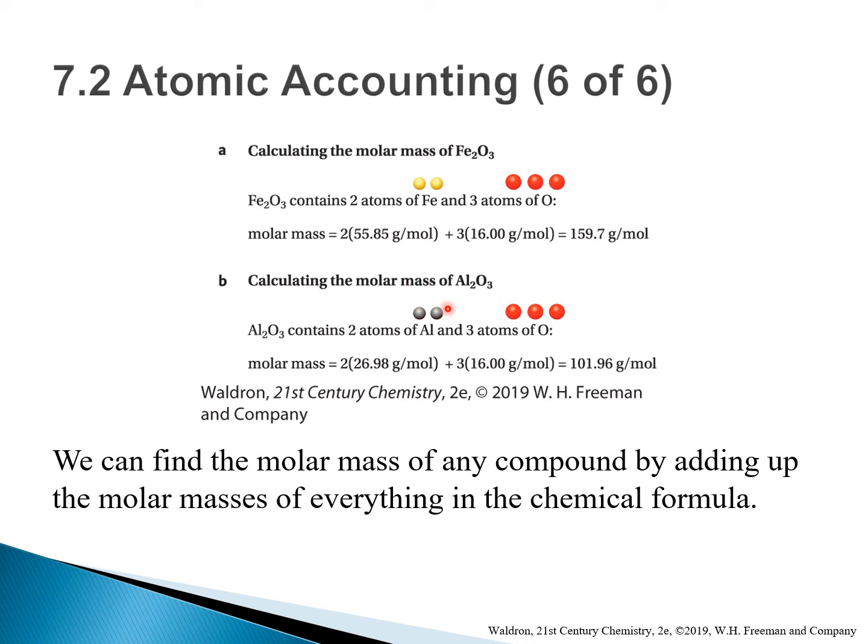Here is another example for aluminum oxide. Aluminum oxide contains 2 atoms of aluminum and 3 atoms of oxygen. Aluminum molar mass from the periodic table is 26.98 grams per mole. Oxygen is the same 16.00 grams per mole. You multiply the molar mass by the number of atoms of each, and then sum them up to get 101.96 grams per mole for aluminum oxide.